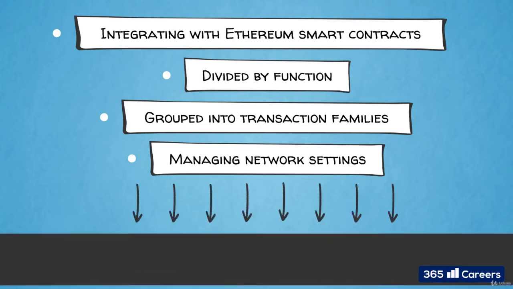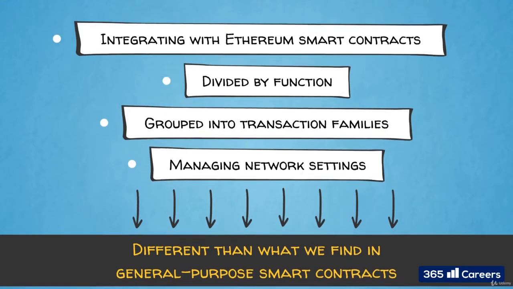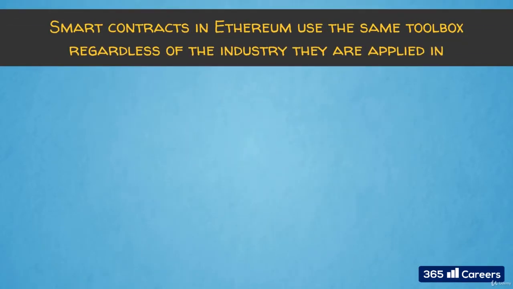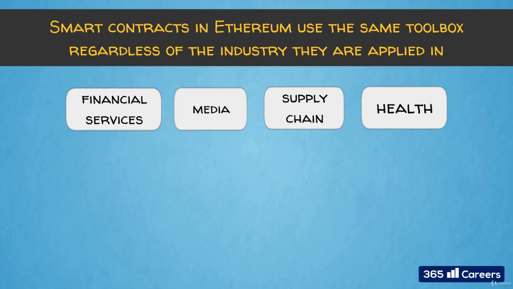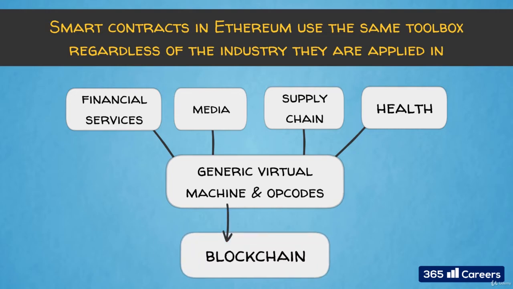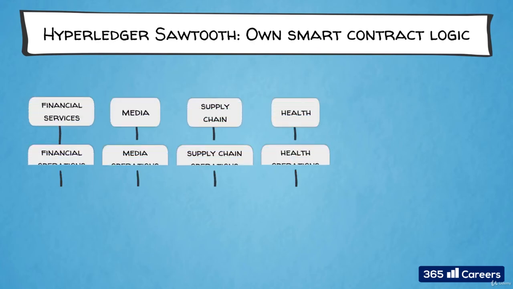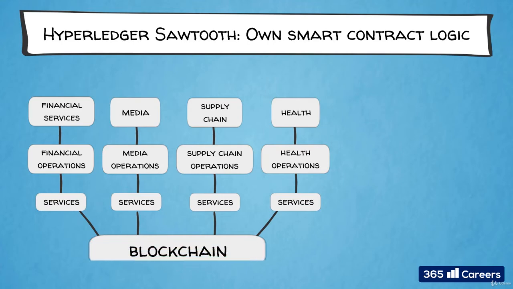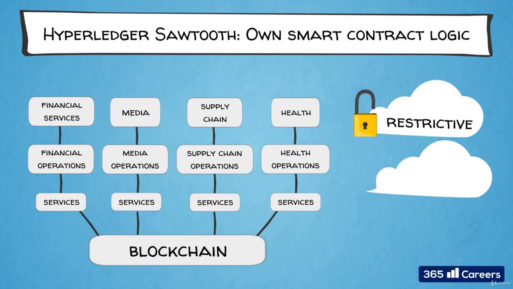This approach is a little different from what we find in general-purpose smart contract platforms. In Ethereum, for example, the same generic instruction set, also known as opcodes, is used for all types of applications. So, smart contracts for financial services, media, supply chain, healthcare, and so on would use the same toolbox of programming commands. Whereas in Hyperledger Sawtooth, each transaction family has its own smart contract logic comprised of operations specific to that domain. This makes Sawtooth programming both restrictive and secure at the same time.